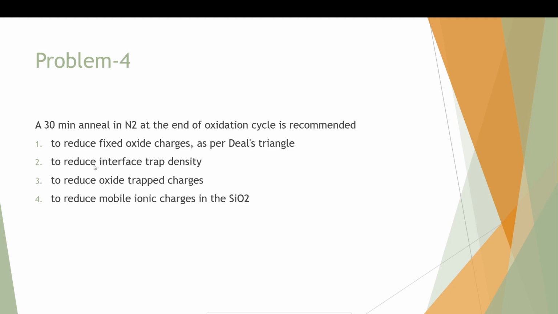it's also true that by just doing the N2 anneal, it will help the oxide to settle, so all the SiO to fill their valencies, and it will to some extent help in reducing the interface trap density also. So actually the correct answers are both 1 and 2. 2 is in my opinion a bit ambiguous, because usually for reducing the interface trap density we will do a forming gas anneal. However, both 1 and 2 are correct in this case.